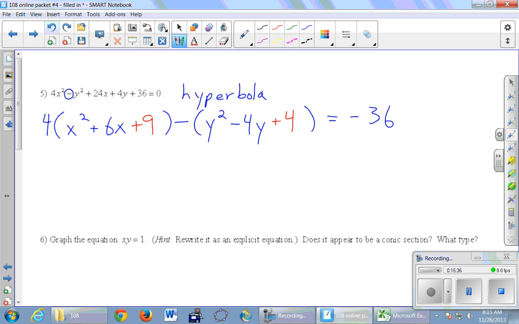Okay, so we said we added 36. So we'll add 36 here, and we subtracted 4. So we're doing the same thing on the left as we did on the right. Or I should have said that the other way. Do the same thing on the right that we did on the left. Write these guys in factored form.